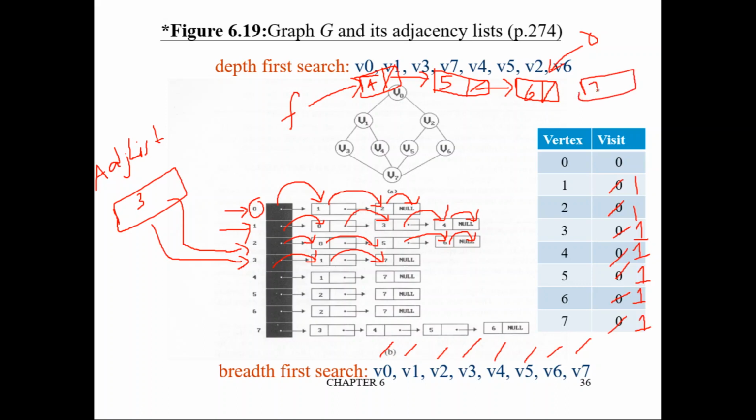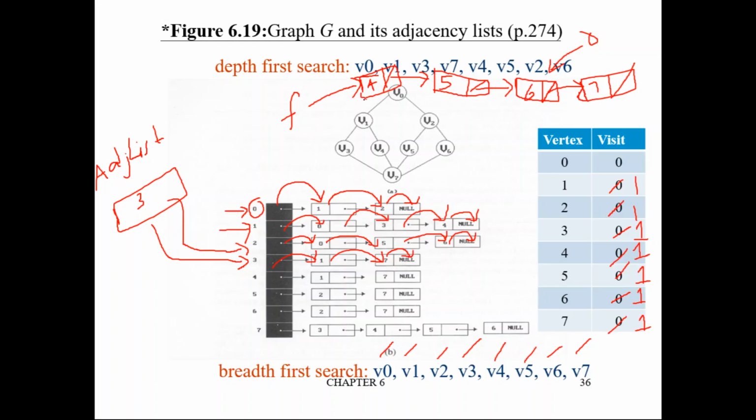So 7 will come here, 7's next will point to null, and 6's next will point to 7. Okay, fine. Now you continue here. 7's next is what? Null. So whenever there is null, you have to pop.